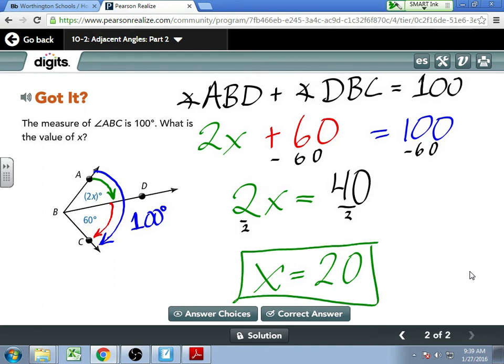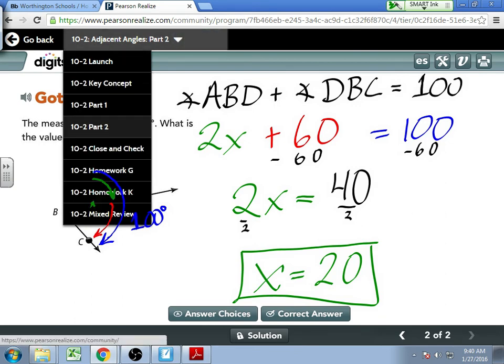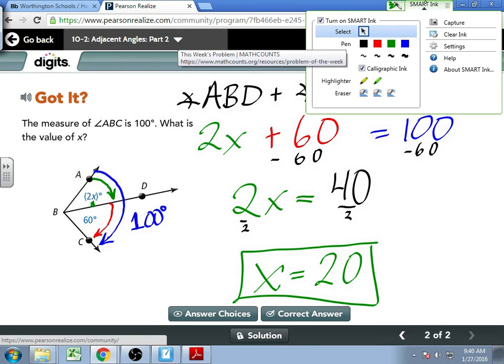Now x does not get the degree symbol because x is in my degrees. It's part of what makes up that angle. So 2 times the value of x makes that angle 40 degrees. And we can check our work because if that angle is 40, 40 plus 60 is 100, it checks out just fine. Questions, comments, concerns? No. Sweet.